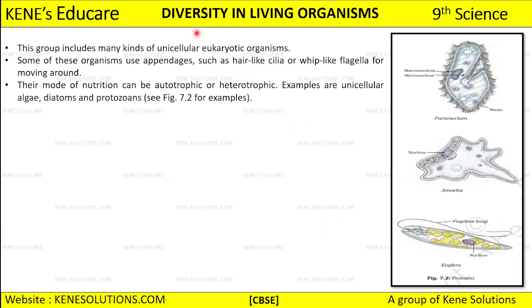Okay, after that, within this Monera group, it includes many kinds of unicellular eukaryotic organisms. So the organisms that come under Kingdom Monera are going to be unicellular eukaryotic organisms. Some of the organisms might be having a cell wall, some of them might not be having a cell wall, but they are going to be unicellular. It means they are going to be made up of only one cell.